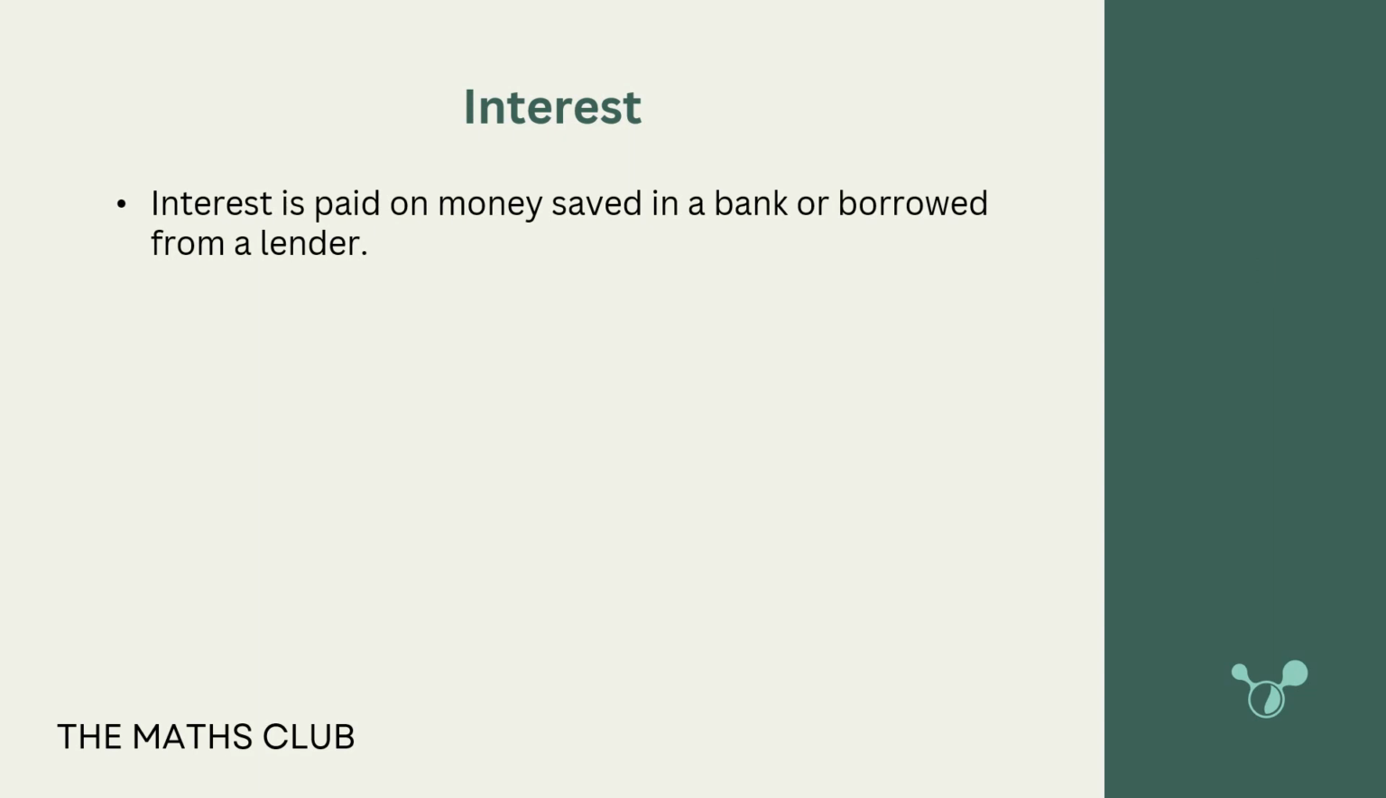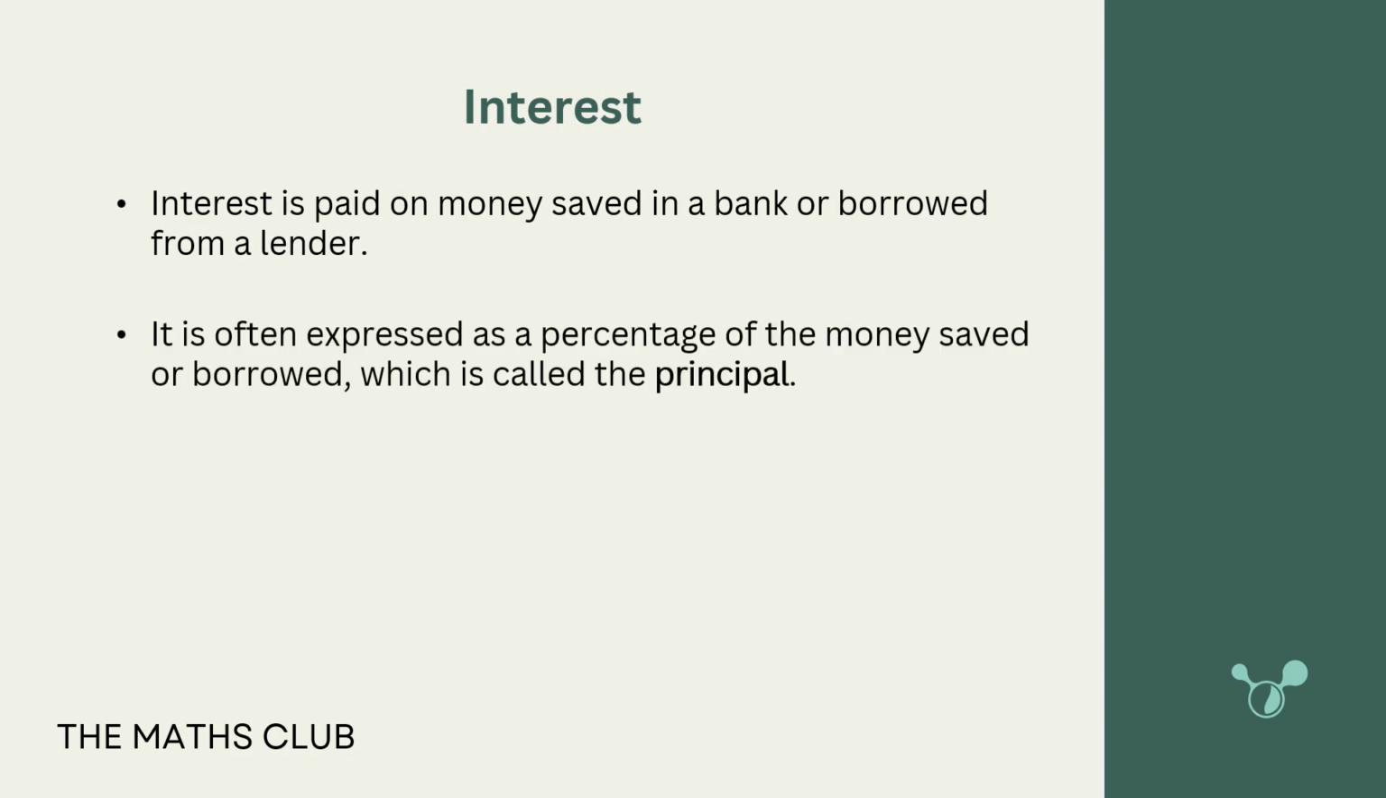If I borrow you money, I borrow you 10,000 naira. More often than not, I'll tell you that, okay, for every year that my 10,000 naira stays with you, I'm going to be charging, let's say, a 10% fee on the amount. So interest is paid on money that is saved in a bank or borrowed from a lender, and is often expressed as a percentage of the money saved or borrowed. And the money that is saved or borrowed is called the principal.